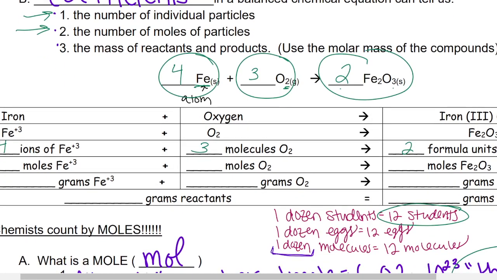We can use those same numbers for the number of moles of something. So 4 moles of iron would need to react with 3 moles of O2 to produce 2 moles of Fe2O3.